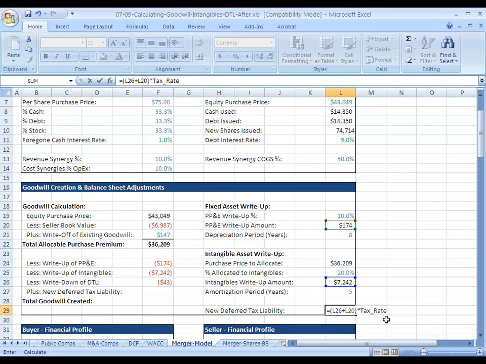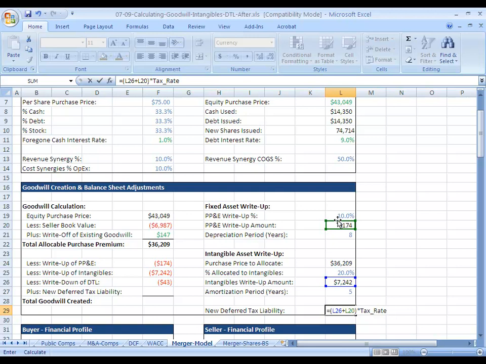The reason we get a deferred tax liability here is because when we write up the value of intangible assets and of fixed assets, we're writing this up on our books, but for tax purposes, we're not necessarily doing the same thing. And so we get a difference here between our tax reporting and our financial reporting. And so that's why we get this deferred tax liability being created here.